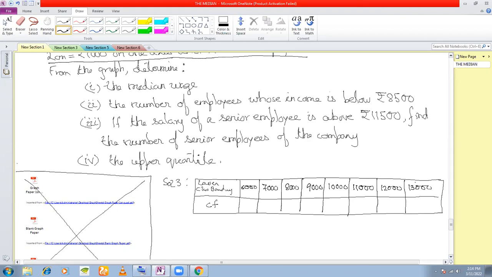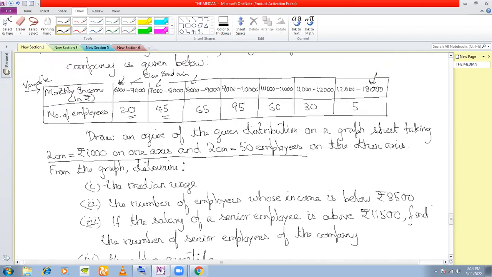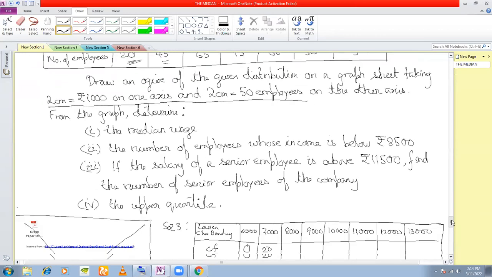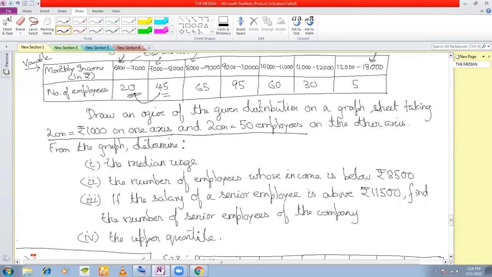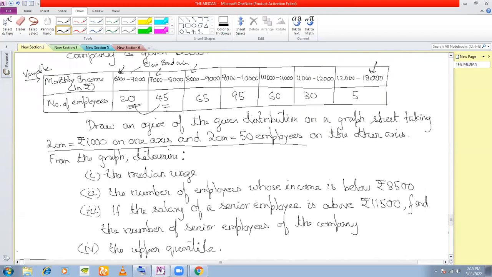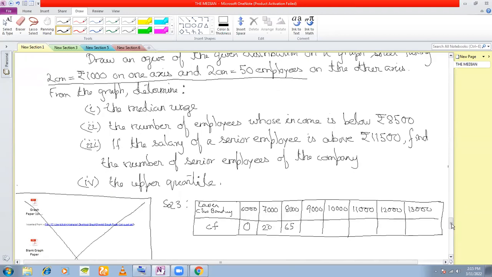Okay. And while calculating the cumulative frequencies in this table, what did I tell you? The first cumulative frequency that you take is 0. The next cumulative frequency is 0 plus 20, so the first one will be 20. The next one will be this 20 plus 45, which gives you 65. The next one will be 65 plus 65, which is 130.